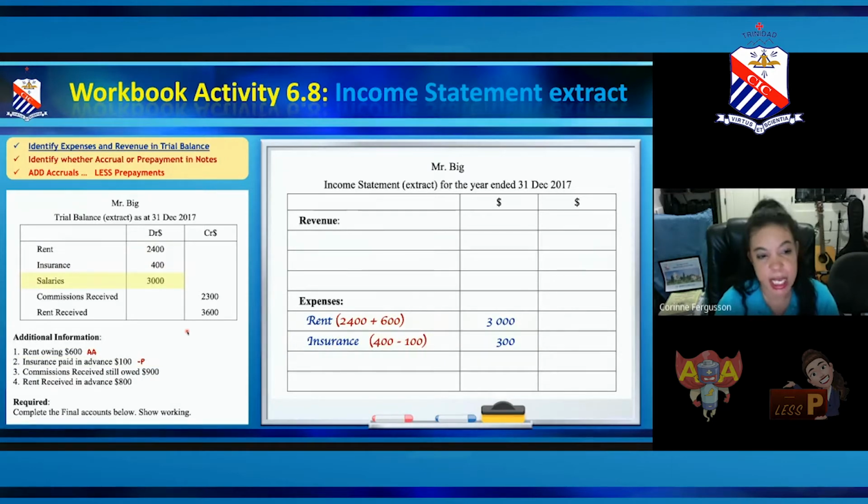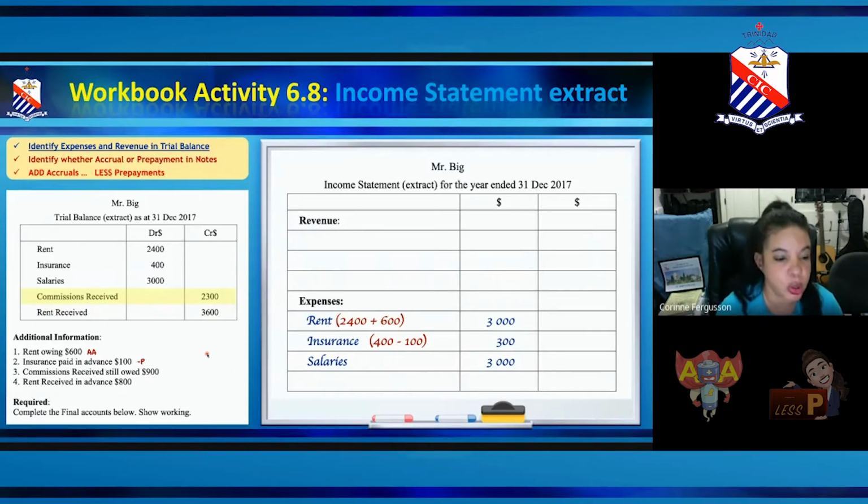Moving on quickly, salaries. Once you get a groove, you'll see it will be very, very quick. So you have to practice, right? So salaries, expense, you look down in your notes, nothing there for salaries. So what do you do? Don't ignore it. You go to your income statement. Salaries is an expense. You put it there, and you just put the 3,000, which is the amount in your trial balance.